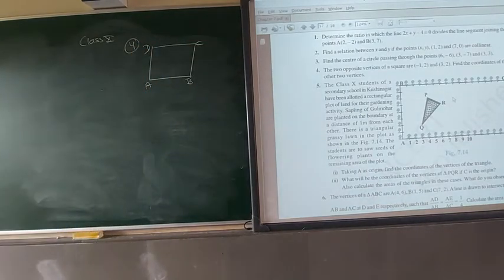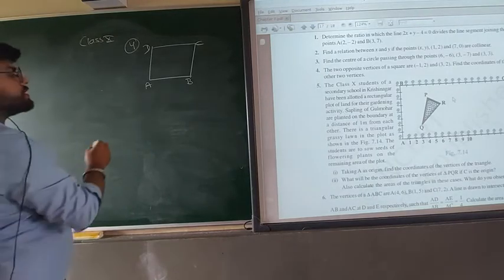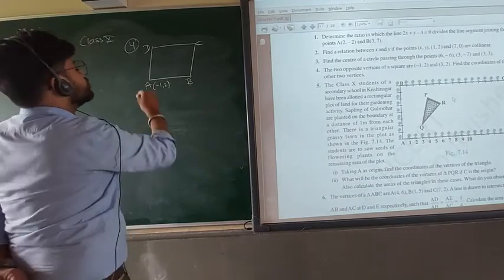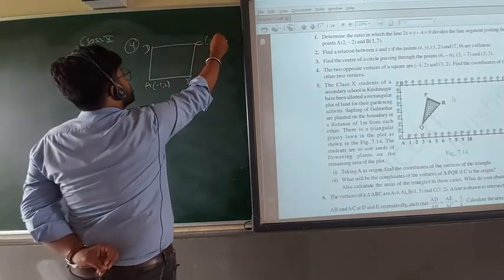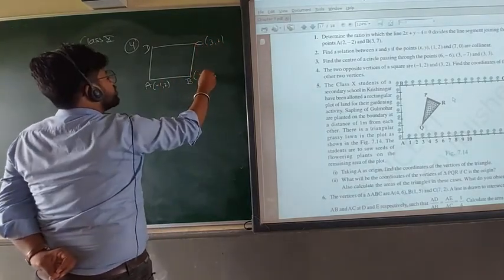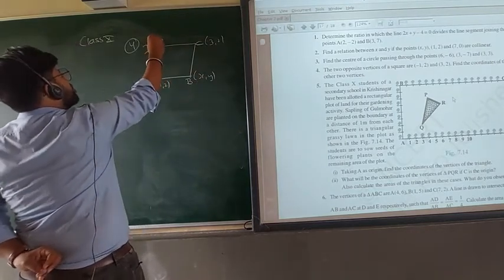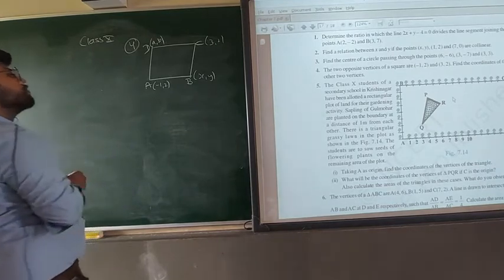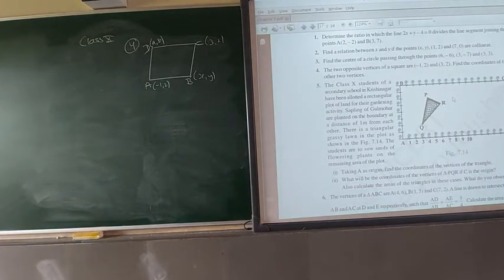Where ABCD is a square given. The two opposite vertices are given. Suppose this one is (-1, 2) and the other opposite one will be (3, 2). This one I will take as (x, y) and this one I will take as (a, b). Okay, first I will find out the AB side.